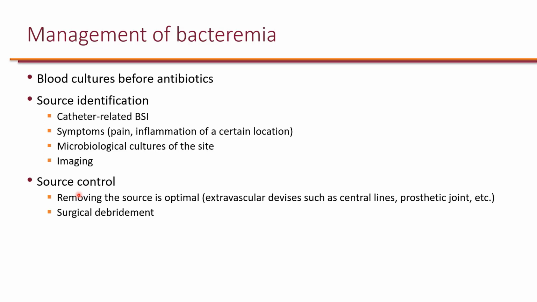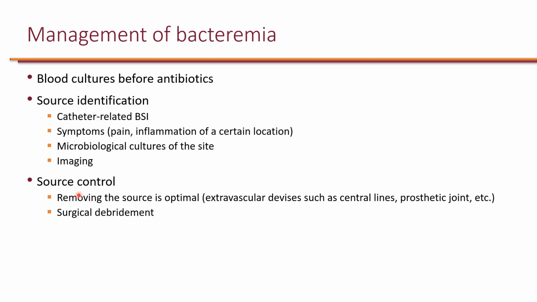Inflammation of a certain location can be helpful. Microbiological cultures of the site. So for example, if somebody has a UTI, and the urine culture is growing the same thing as in the blood, it could be the source. Or if someone has pneumonia and a respiratory sputum culture is growing the same organism as the blood, that could be the source of bacteremia.